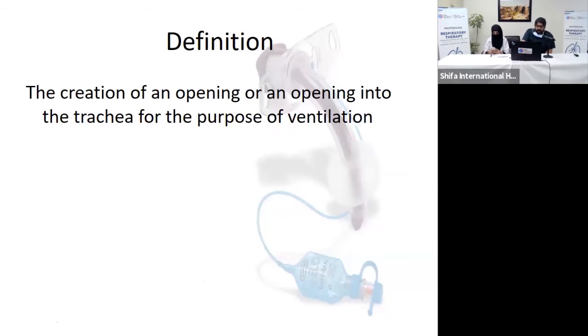So what is a tracheostomy? It's an opening you make in the trachea for the purpose of ventilation. So we all know the trachea is our windpipe, which brings the air from your mouth to your lungs or from your lungs to your mouth. So this is a tube there. So if there is a problem of that tube connection on one side, then we make a hole to do ventilation.